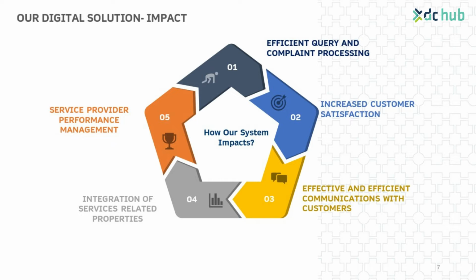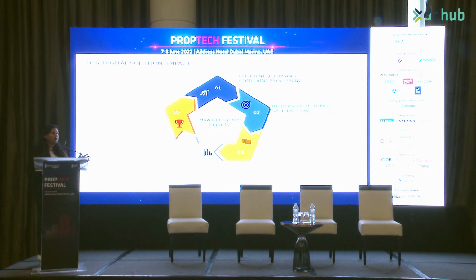Number one, it has an impact on our efficient query and complaint processing. You send an email, you wait, you send a reminder; this happens in a lot of communities. With the digital system and service requests, with instant messages and instant email, we have achieved efficient and improved services. Increased customer satisfaction. Effective and efficient communication with customers, as I said, through instant messages. And integration with the services related to the properties and communities that are required. And last but not least, service provider performance, which is very important.